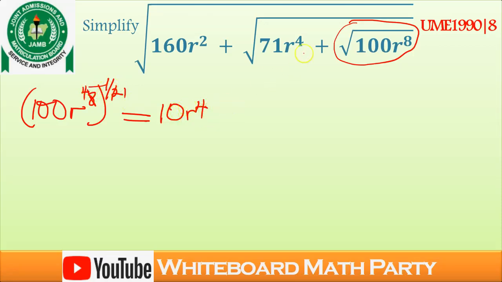Now if you look at this, we have emptied out the first square root. If I decide to rewrite this part of the question right now, it's going to be something like this.